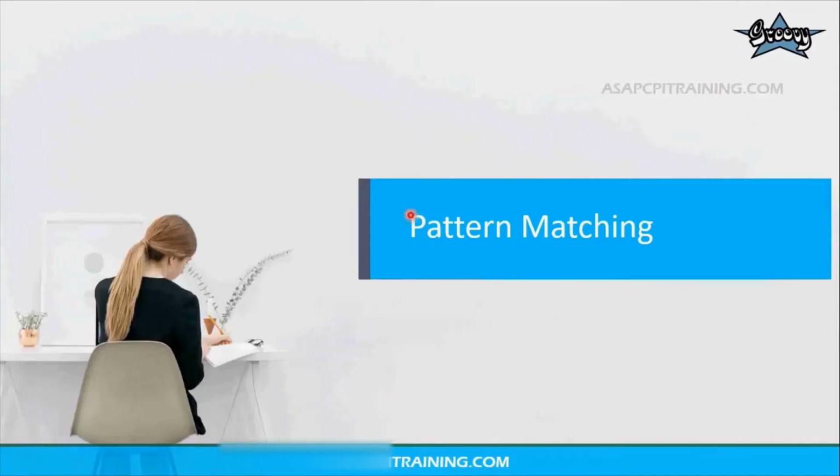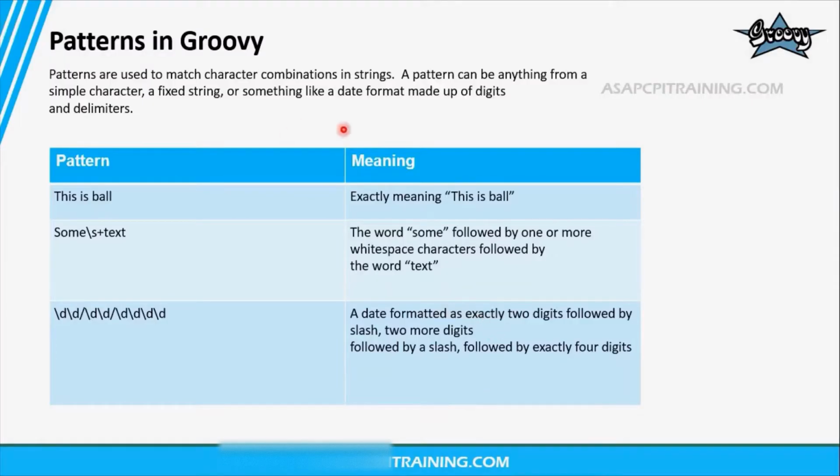Matching as well. This is also an important concept in Groovy. Okay, so we will see that. So what are patterns actually? These are a combination of any particular strings. It can be anything: a simple character, a fixed string, or something like a date format or a collection of digits as well. So we see the pattern, and what does that mean?